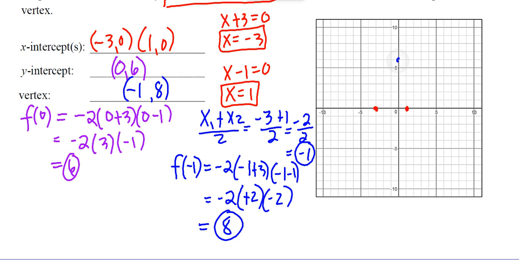We have 0, comma 6 for my y-intercept. Oh, you know what? I should have put that in purple. That way we don't get confused. Like, why is that blue? Is that the vertex? Nope. That is my y-intercept in blue. Come on, it didn't change the color. Okay, there you go. And then in blue is my vertex.